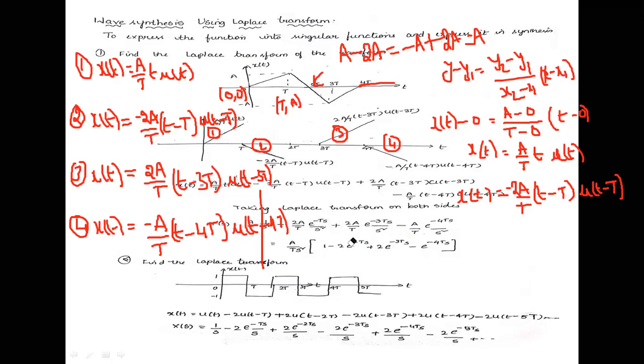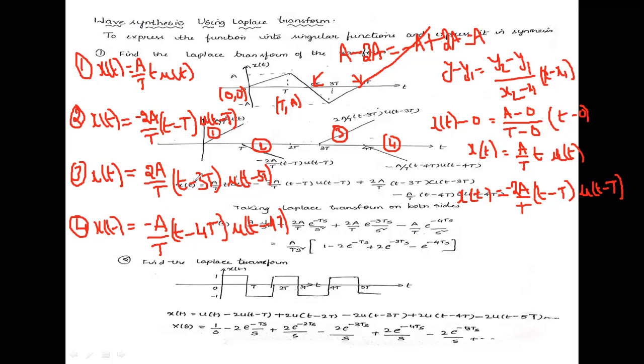So these are the four slopes we got from the given signal: positive slope, negative slope, and again positive slope, and it becomes zero here. Otherwise, if it is not zero, it extends like this. This is the third slope: 2A by T, (t minus 3T) and mu of (t minus 3T). To make this slope zero, we take the fourth one: minus A by T, (t minus 4T) and mu of (t minus 4T). Got it? The first slope: A by T, t into mu of t. And the second slope up to 2T: minus 2A by T, (t minus T), mu of (t minus T). And the third slope we get at the 3T.